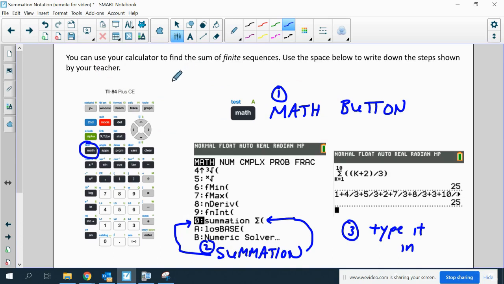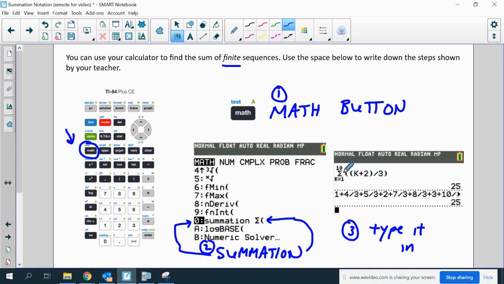Then you can also use your calculator to find the sum of finite sequences. It's finite if it has an ending, so it doesn't go to infinity. And so basically here are the 3 steps. Step number 1, math button. Step number 2, go down in the math button to 0, which is summation. And then step 3, type it in.